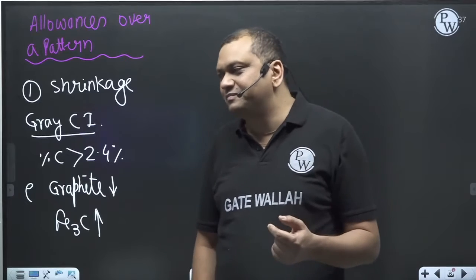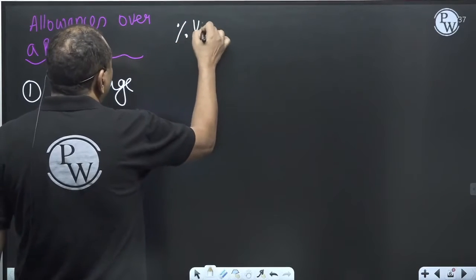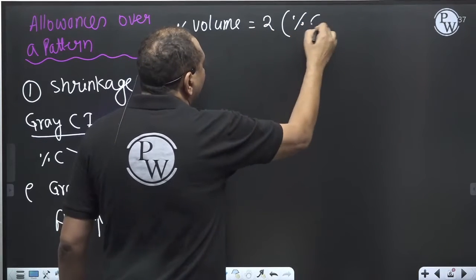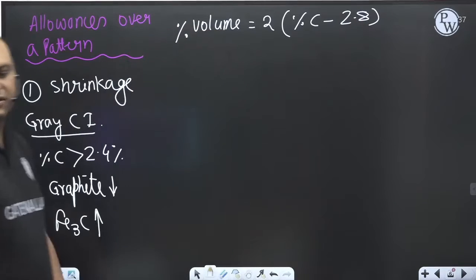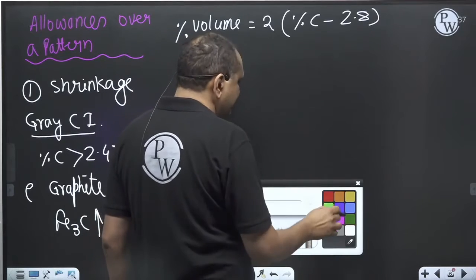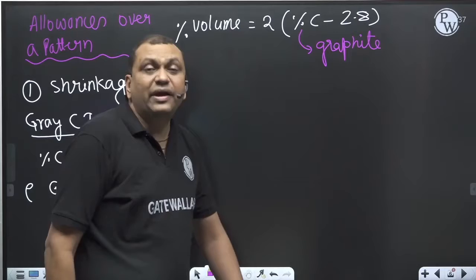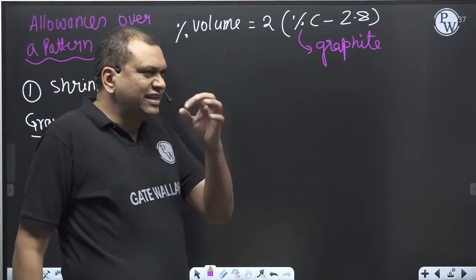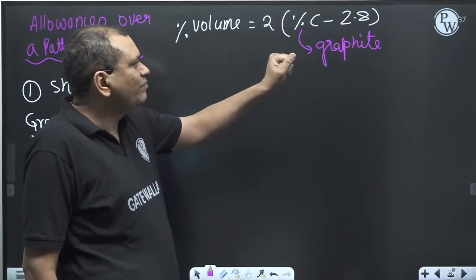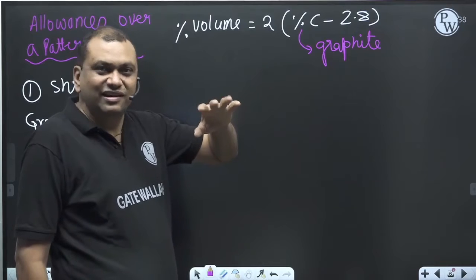There is a very beautiful book on casting. There this formula is given. Percentage volume change is nothing but 2 times percentage of carbon, or you can say graphite, minus 2.8%. So technically, when my gray cast iron is having more than 2.8% carbon, then casting will expand.